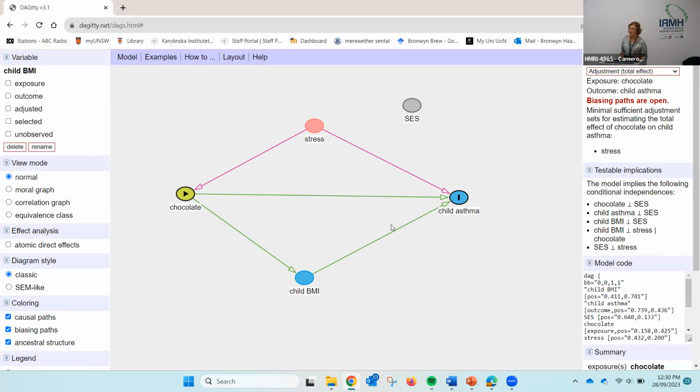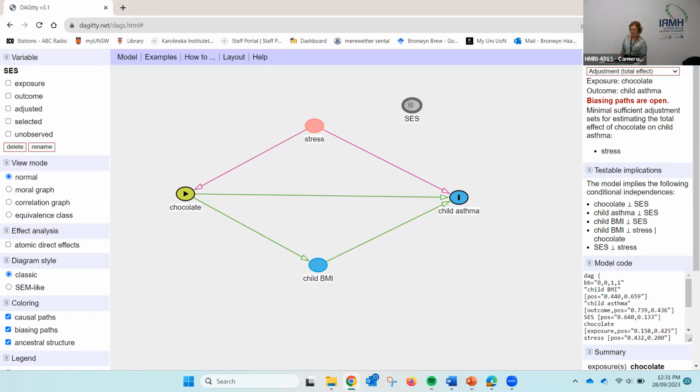So I still put the arrows in, right? We put the arrows in for every single variable, but now this is showing me, in Daggerty it comes up blue, which is a very nice way of it telling you this is a mediator and this is not something that you will adjust for in your association. Okay, and then I'll just do my last one.